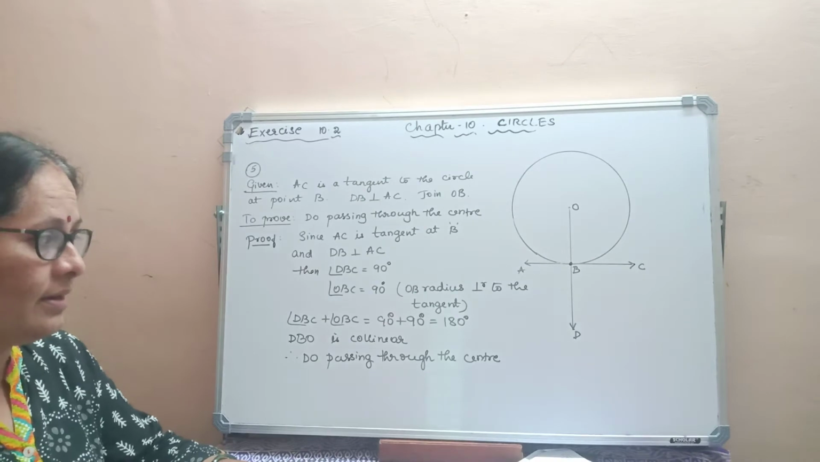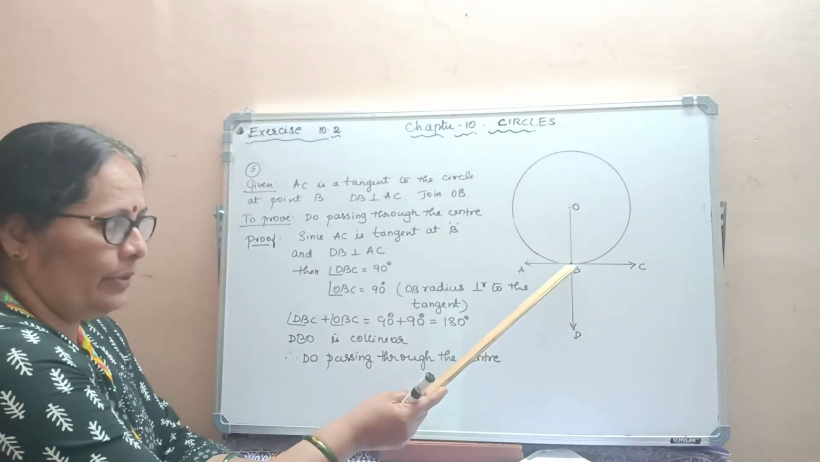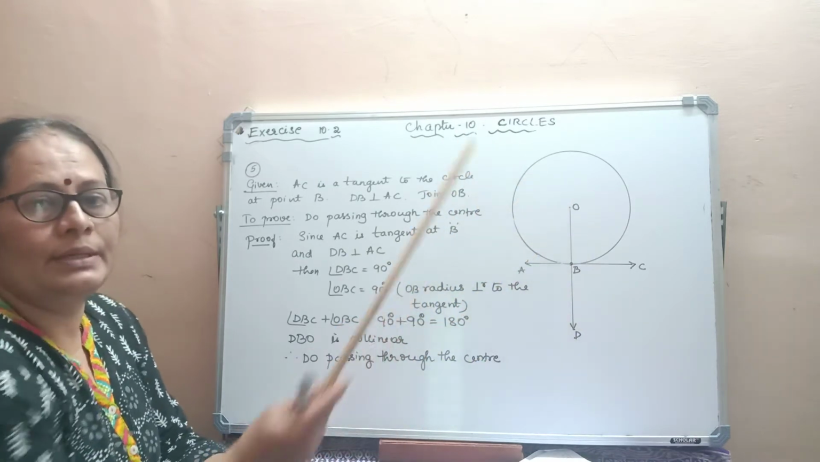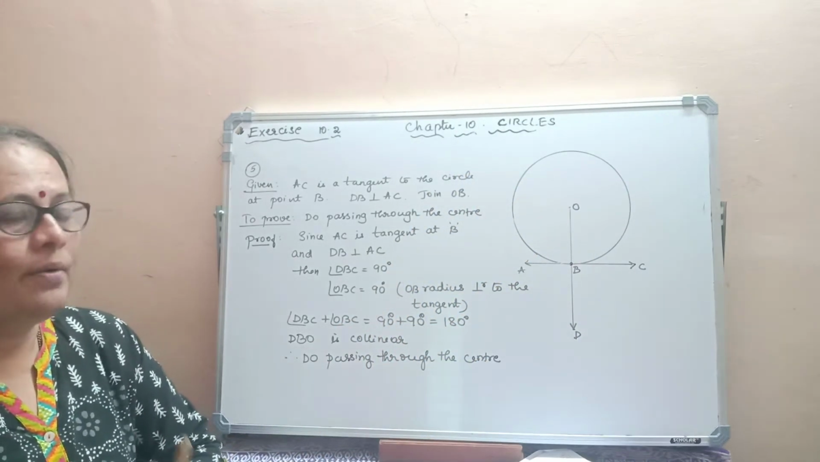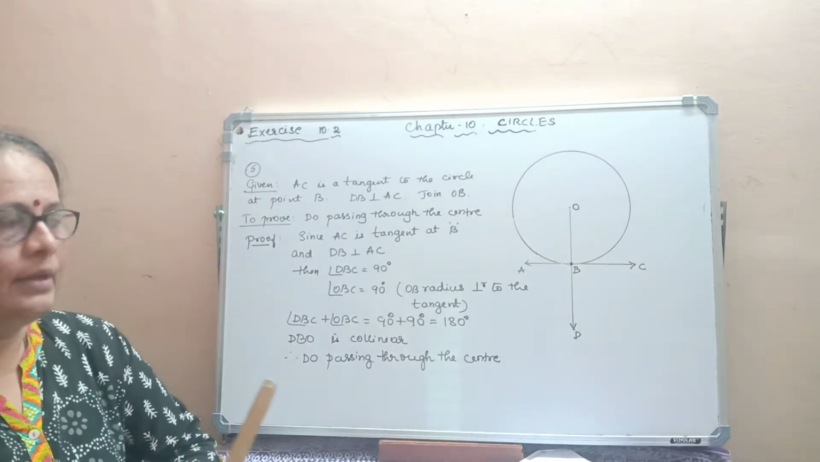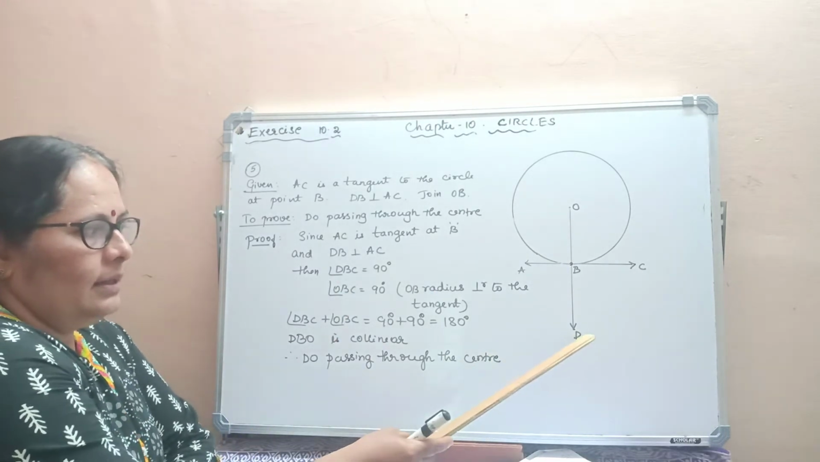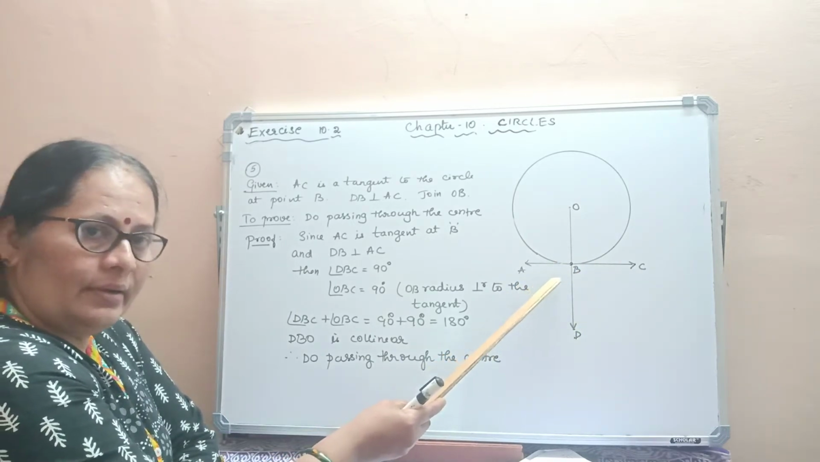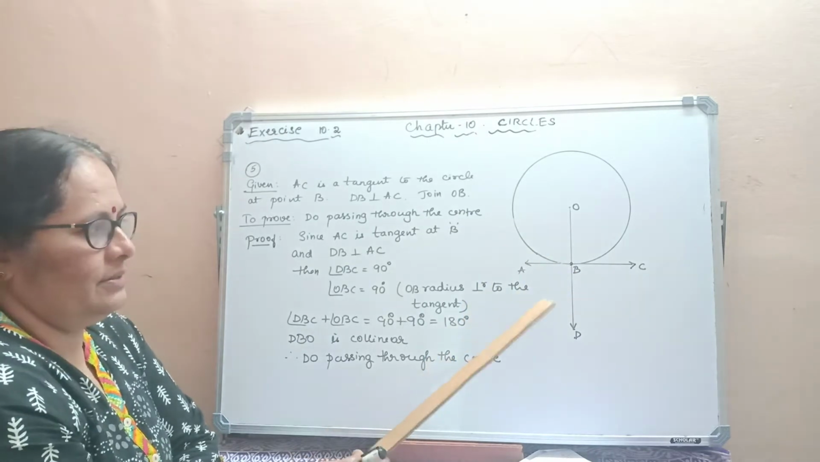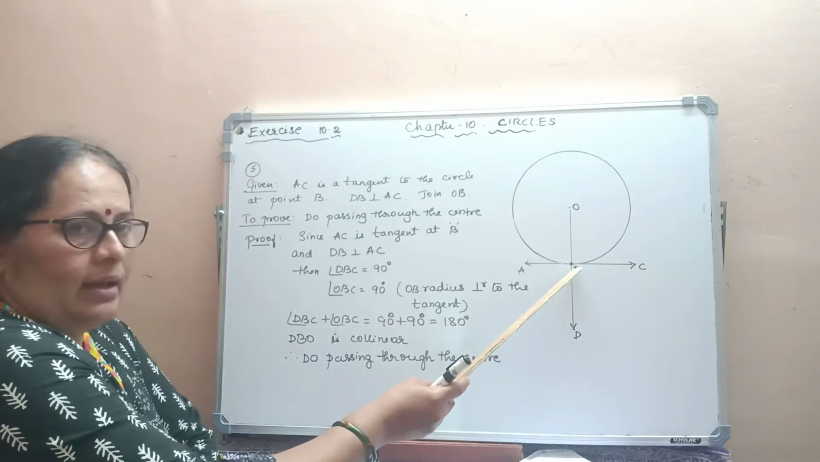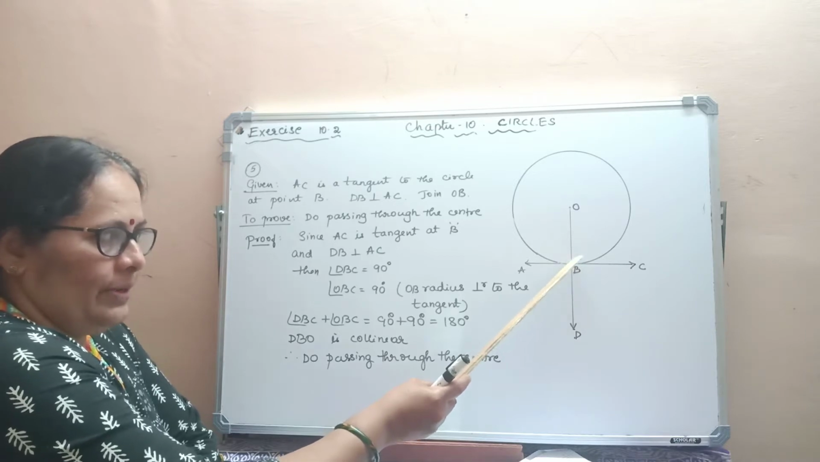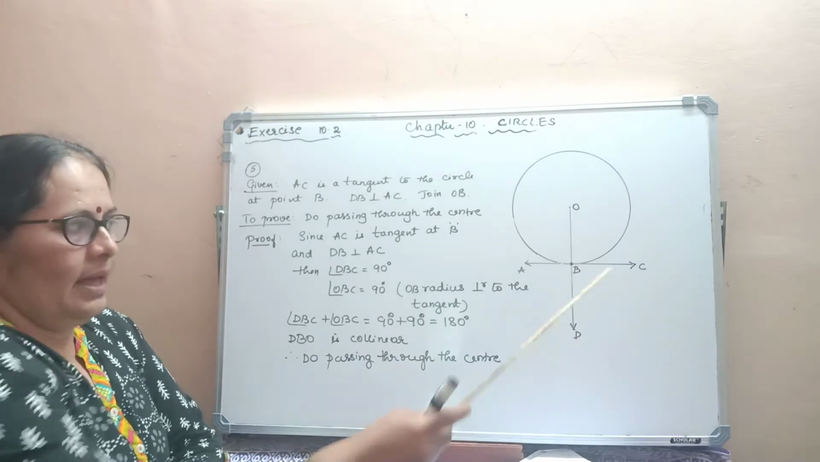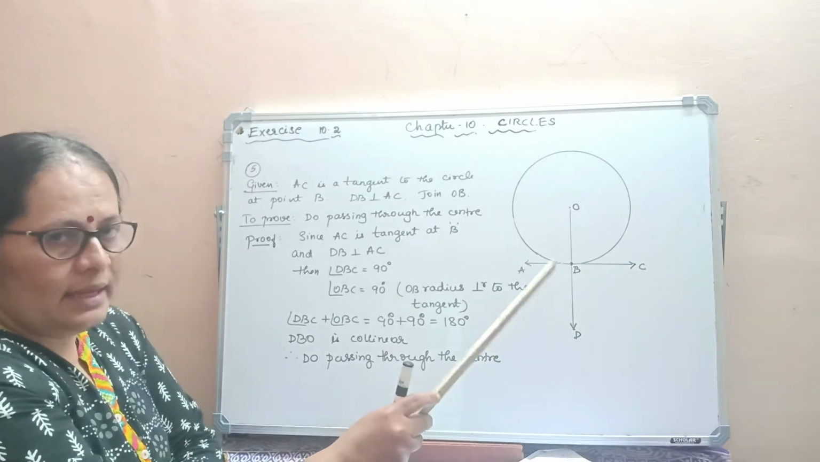What we have to prove here? Perpendicular at the point of contact is passing through the center. It means DO is passing through the center. How can we prove this? To prove this, see here, DB is perpendicular to AC, given in the question. Then, you know that at this point the angle DBC equals 90 degrees. Angle DBC is 90 degrees.